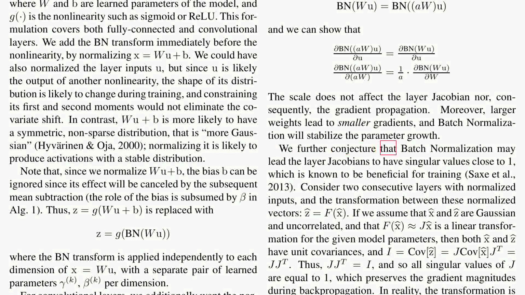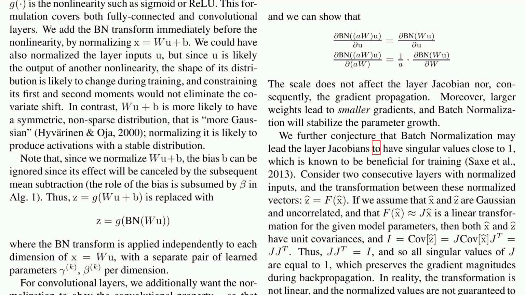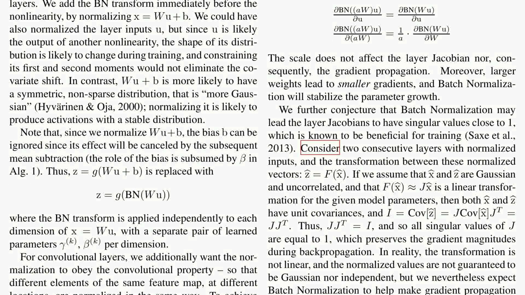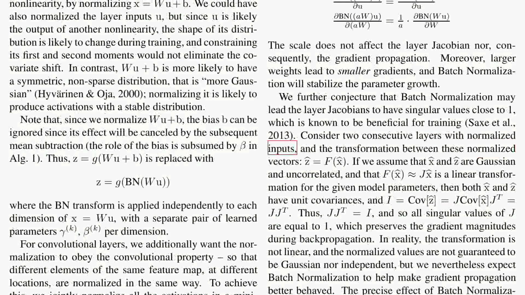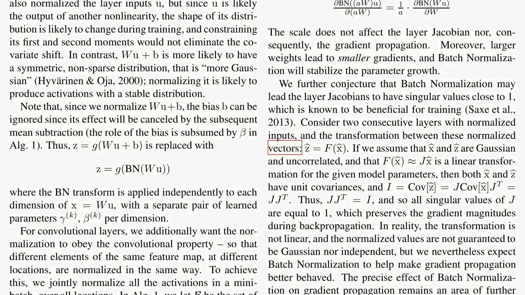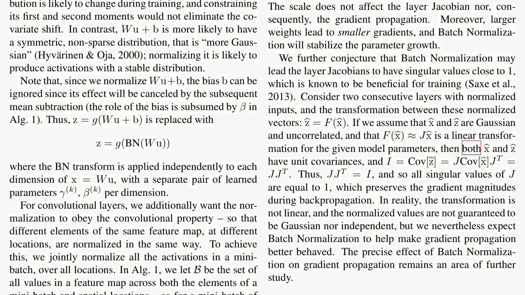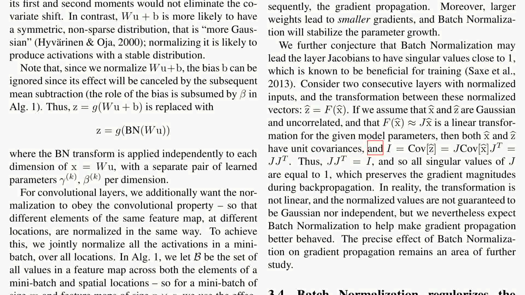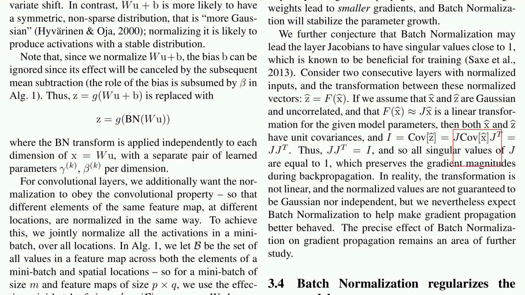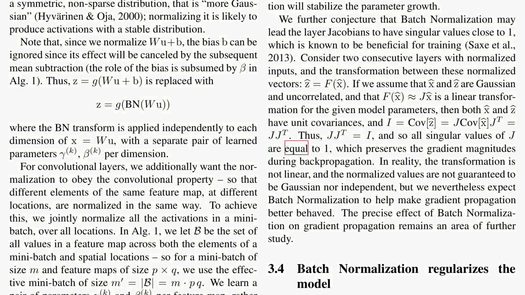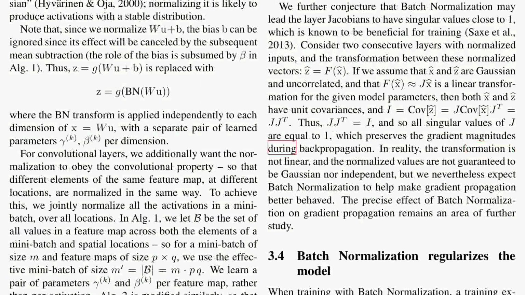We further conjecture that batch normalization may lead the layer Jacobians to have singular values close to 1, which is known to be beneficial for training. Consider two consecutive layers with normalized inputs and the transformation between these normalized vectors, z-hat equals F(x-hat). If we assume that x-hat and z-hat are Gaussian and uncorrelated, and that F(x-hat) is a linear transformation for the given model parameters, then both x-hat and z-hat have unit covariances, and I equals Cov[z-hat] equals J Cov[x-hat] J^T equals J J^T. Thus, J J^T equals I, and so all singular values of J are equal to 1, which preserves the gradient magnitudes during backpropagation.